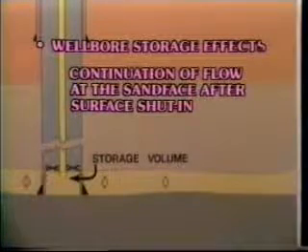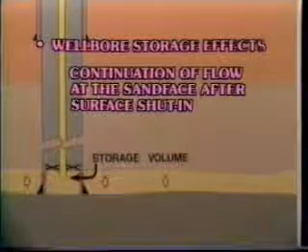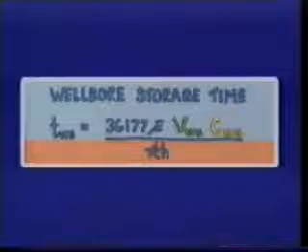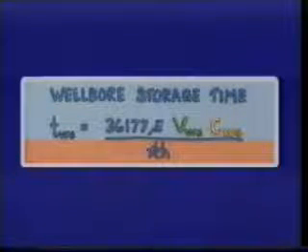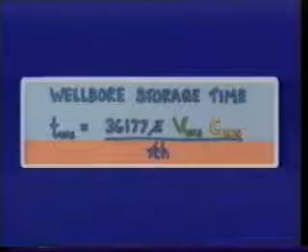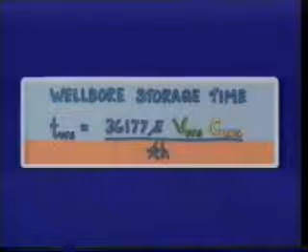When a producing well is shut in at the surface, flow from the formation into the wellbore continues for a period of time. This continuation of flow is called afterflow, or wellbore storage, and is caused by fluid compressibility. The wellbore storage time, T sub WS, is given by the expression shown here. It is the approximate time in hours required for the wellbore storage effects to become negligible.